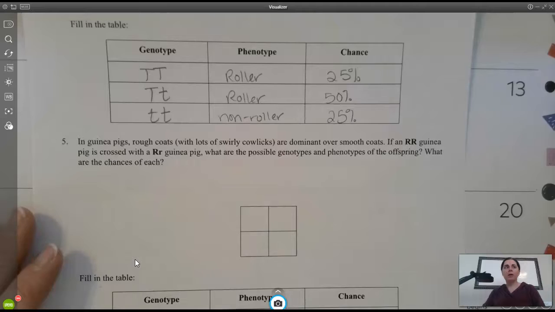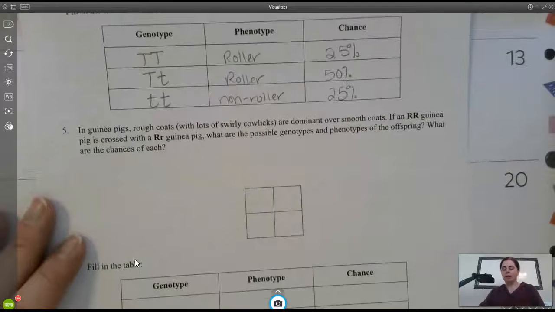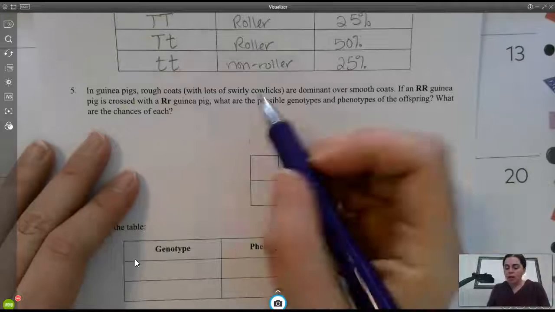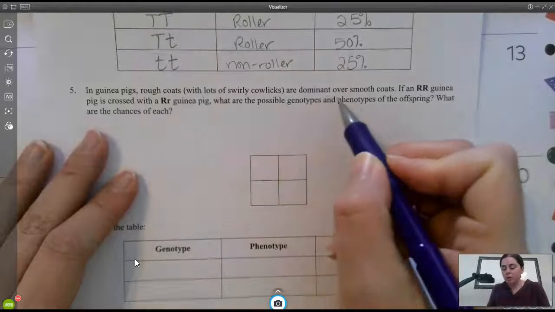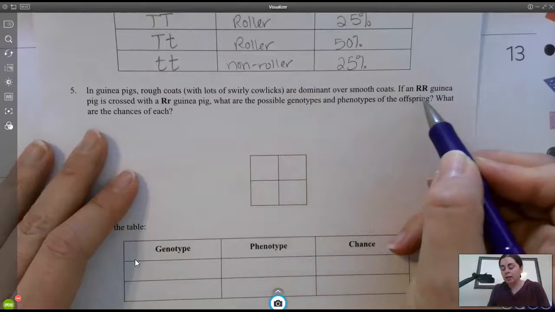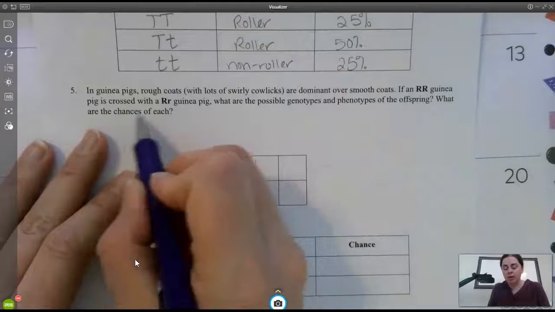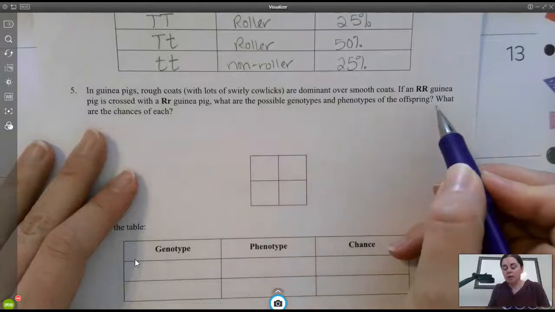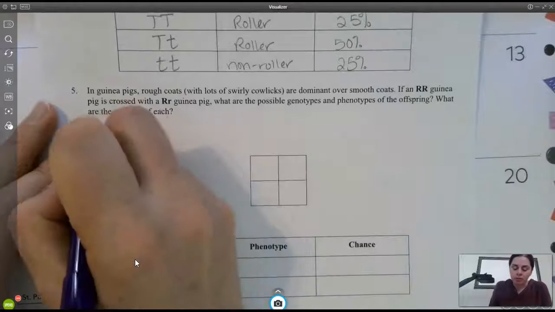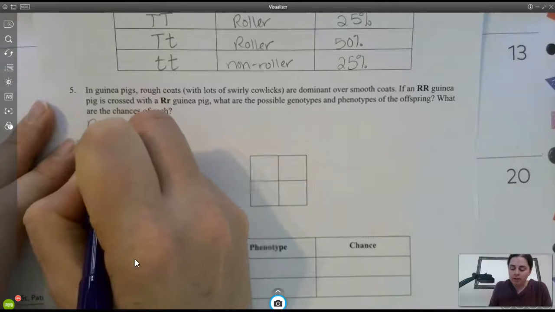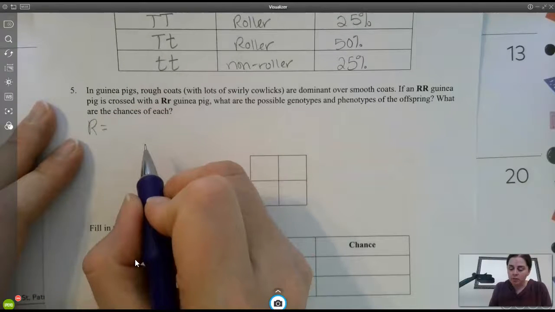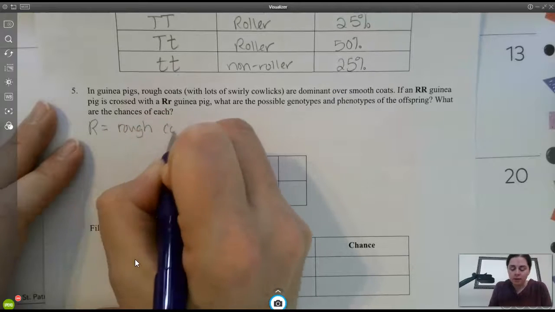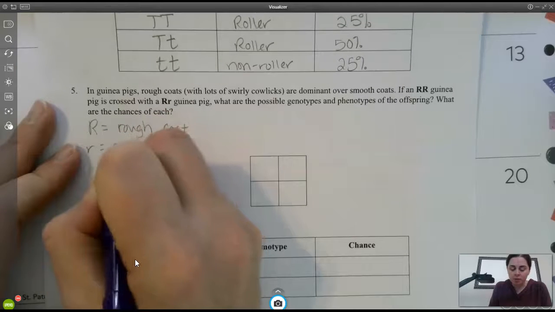Alright, in guinea pigs, we're doing guinea pigs again. Lots of guinea pigs in this class. Rough coats with lots of swirly cowlicks are dominant over smooth coats. If a homozygous dominant guinea pig is crossed with a heterozygous guinea pig, what are the possible genotypes and phenotypes of the offspring, and what are the chances of each? So first things first, big R, a rough coat, is dominant over smooth. So rough coat. And a little r is going to be a smooth coat.